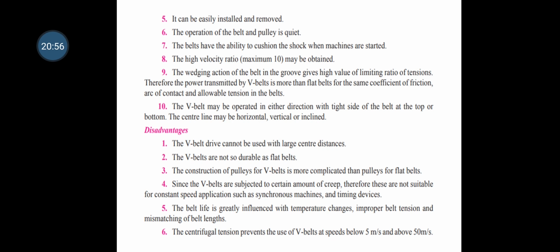The V-belt drive cannot be used with a large center distance. The V-belts are not as durable as flat belts. The construction of the pulleys for V-belts is more complicated than the pulleys for the flat belt. Since the V-belts are subjected to a certain amount of creep, they are not suitable for constant speed applications such as synchronous machines and timing devices. The belt life is greatly influenced by temperature changes, improper belt tension and mismatching of the belt length. The centrifugal tension prevents the use of V-belts at a speed below 5 meters per second and above 50 meters per second. And now let's move on to the problems in V-belt drives.